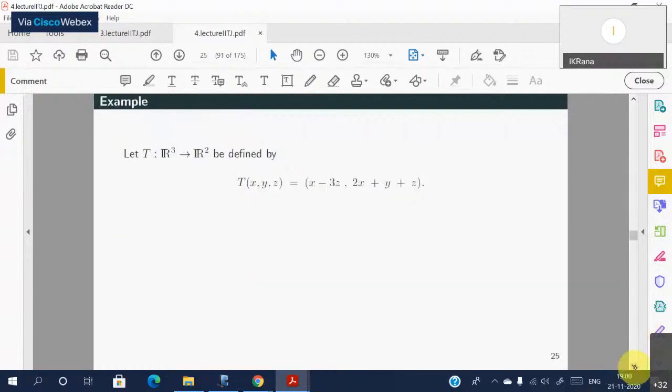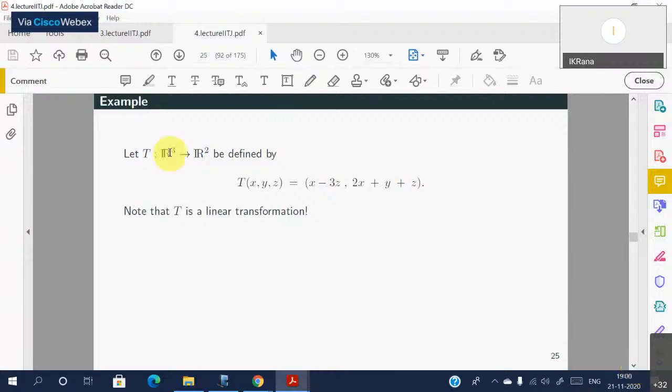This probably calls for an example. So T is from R3 to R2. Take a vector in R3, x, y, and z. What is the image? x minus 3z, 2y plus z. So it is an element in R2. It is not difficult to check that this is a linear transformation; I leave that for you to check. And let us write down the matrix representation of this.